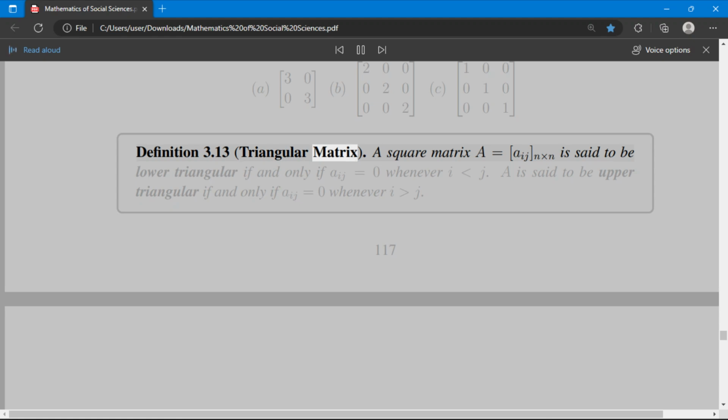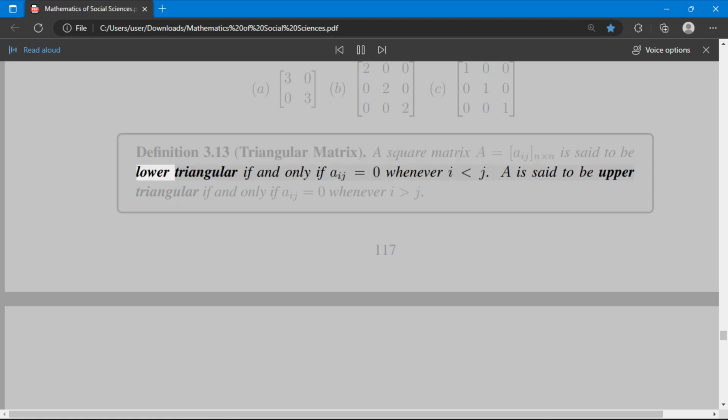Definition 3.13, Triangular matrix. A square matrix A = [aij] of size n times n is said to be lower triangular if and only if aij equals 0 whenever i is less than j.